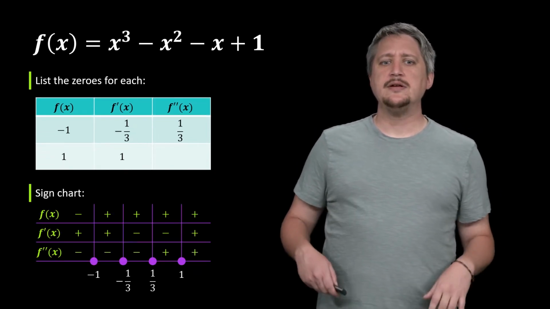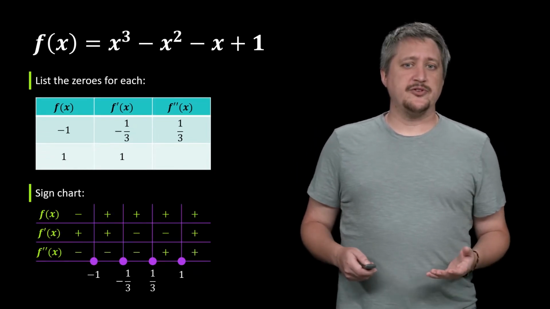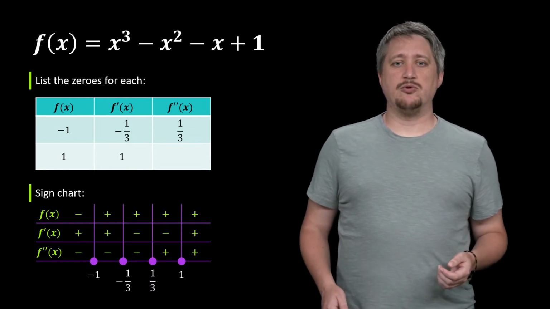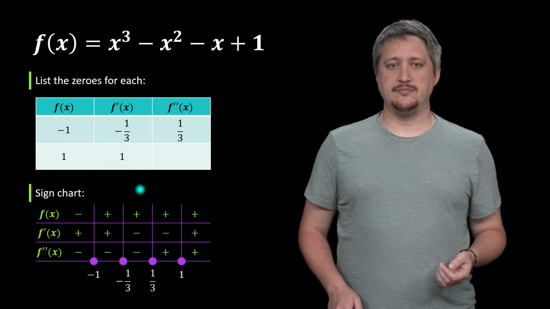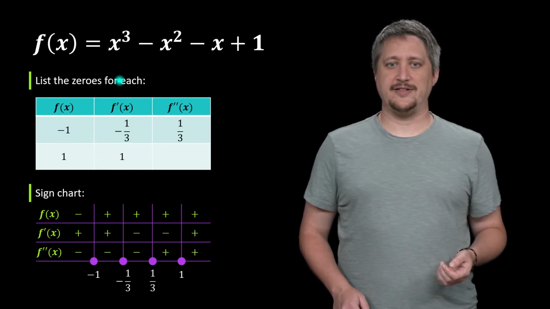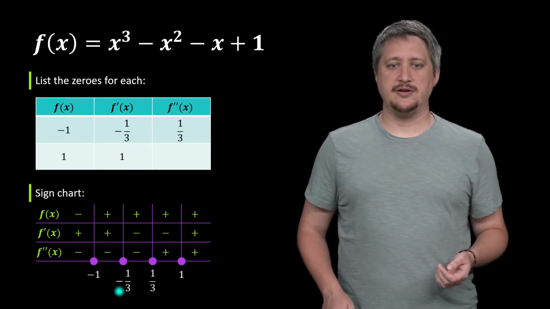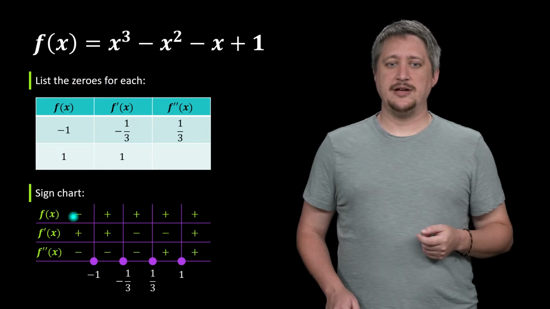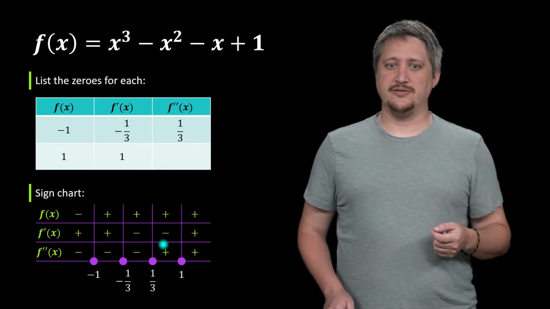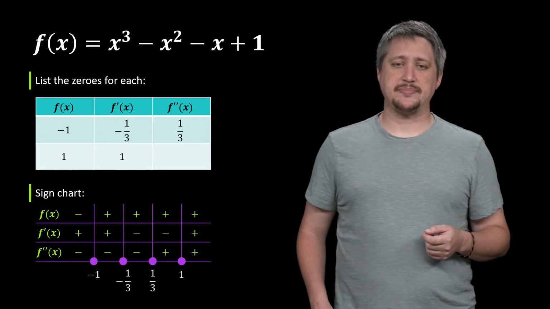Then my next step, I'm going to build a sign chart. So the idea of the sign chart, right, is I record all of these zeros for each of my pieces, each of my f and then f prime and then f double prime. So that's what these things are down at the bottom. And then I test that original factored form for each of them and jot down whether it's negative or positive in each of the little sections that I'm looking at.